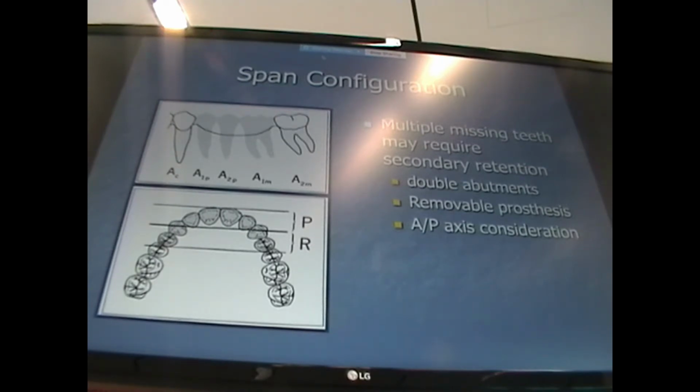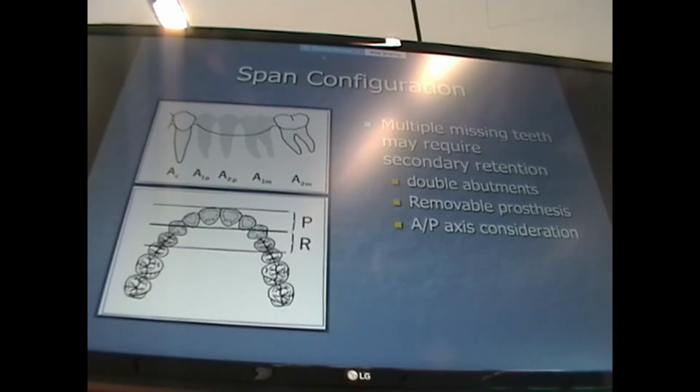How far is the interior portion of the bridge from the retentive mechanism? So if you're looking at this bridge, if you have 5 and 6 and 11 and 12 as the abutments, then all the rest of the teeth as pontics, you're going to be rotating around an area just mesial to the cusps.